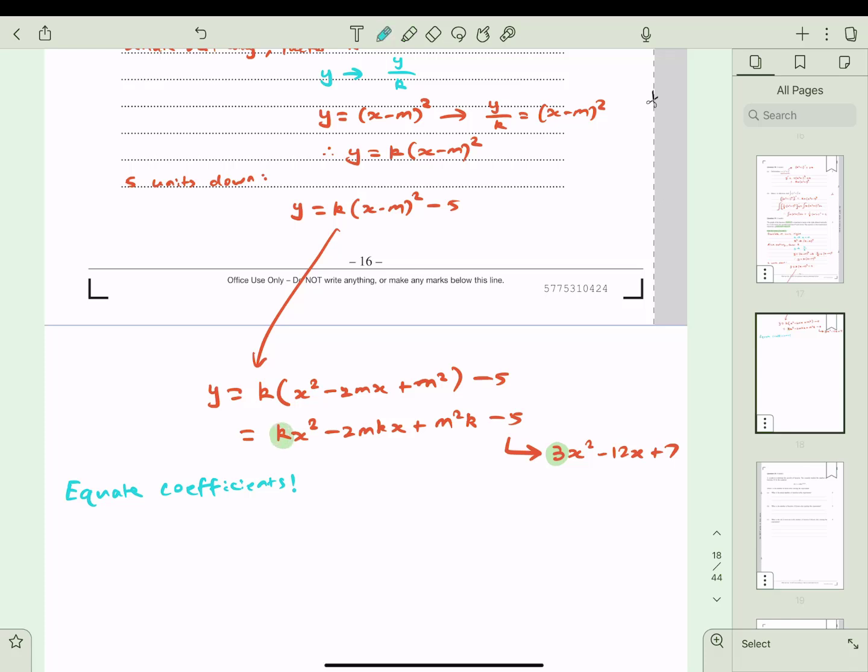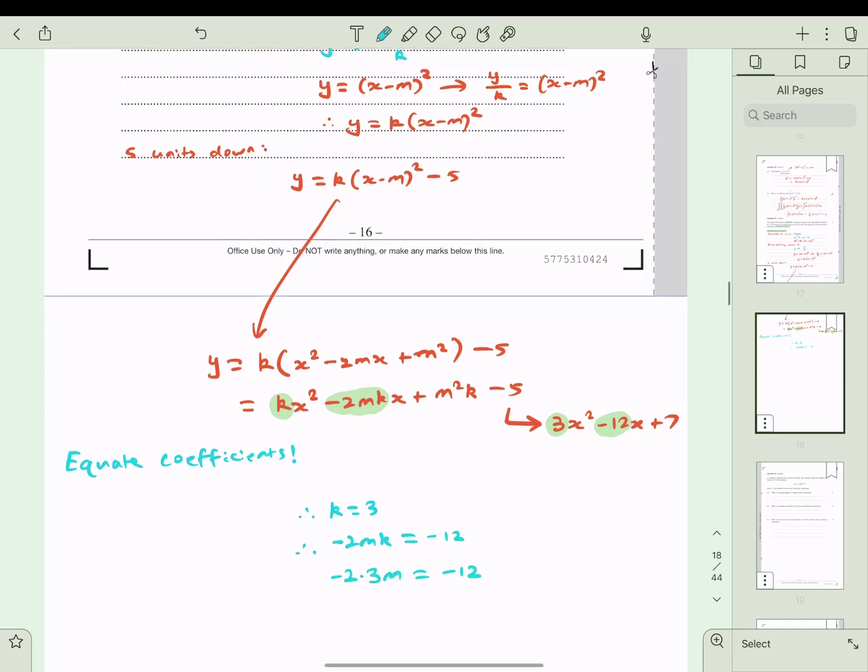So, looking at the coefficient of x squared, that's equal to 3, that's equal to k. So what does that tell us? Therefore, k is equal to 3. Okay, very straightforward. Just make them equal to each other. Next, we also know that negative 2mk is equal to negative 12. So what are we going to write? Therefore, negative 2mk is equal to negative 12. Now we know k is equal to 3, remember? So therefore, negative 2 times 3m is equal to negative 12. And m is therefore equal to 2.